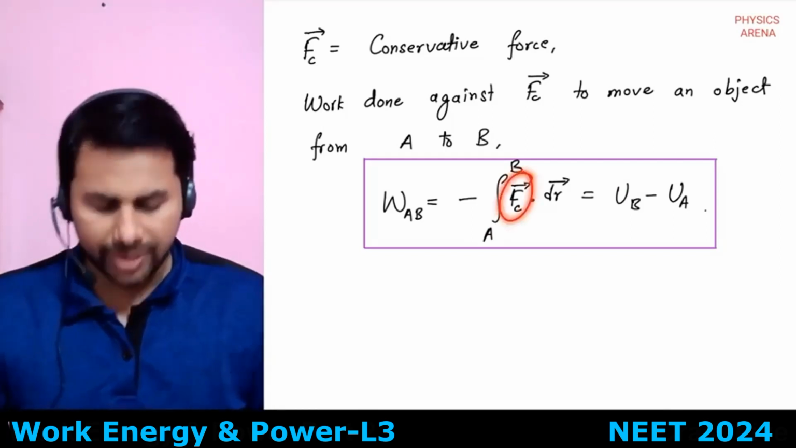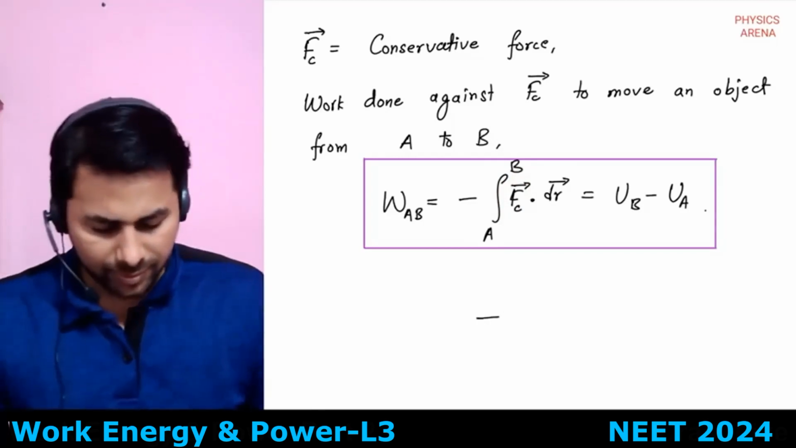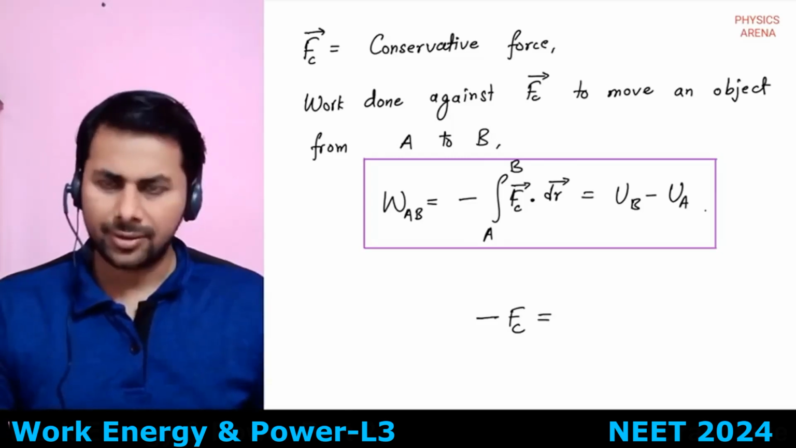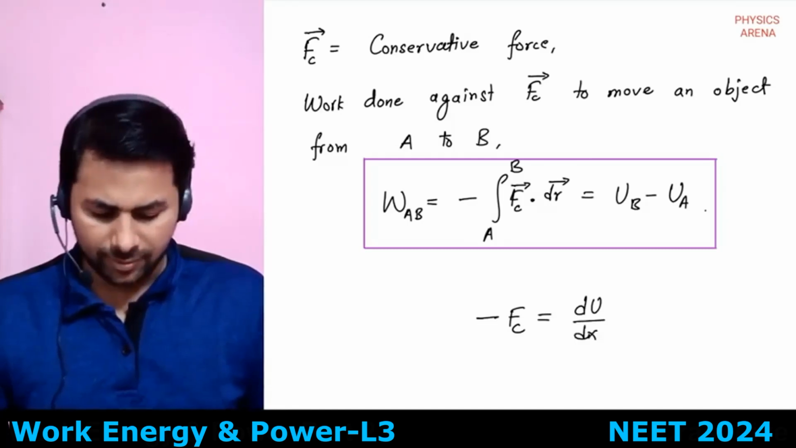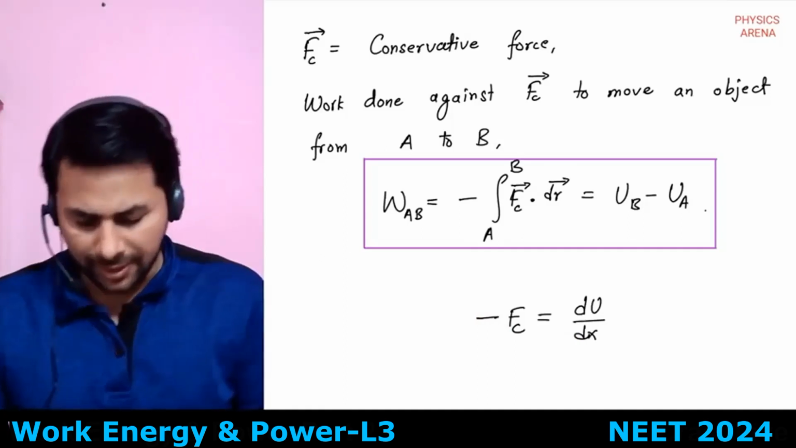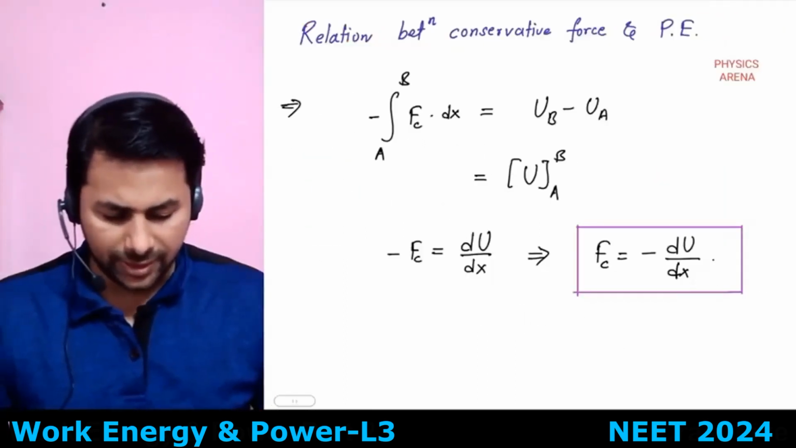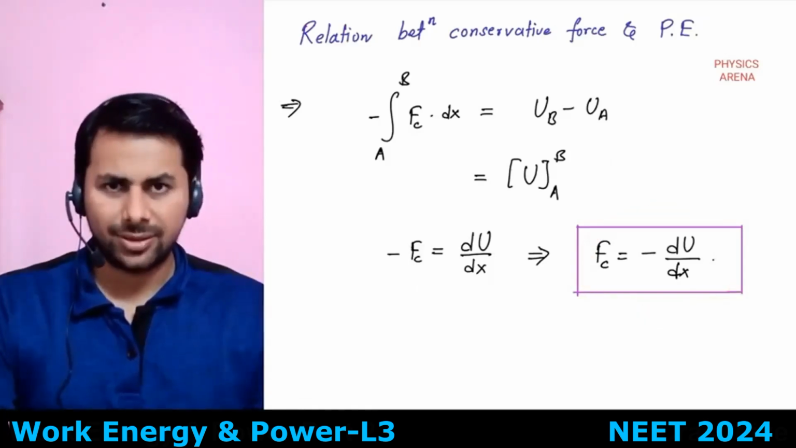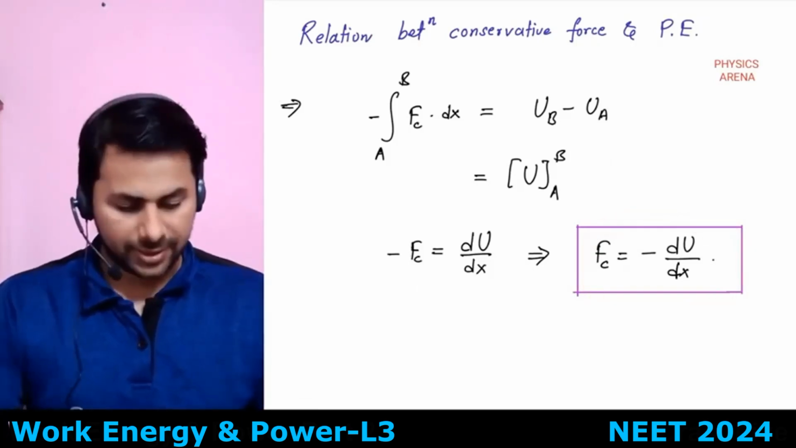That means, what will be minus of Fc? Minus Fc will be equal to du by dx, and therefore Fc will be equal to minus du by dx. So this is the one-dimensional case: Fc will be equal to minus du by dx.